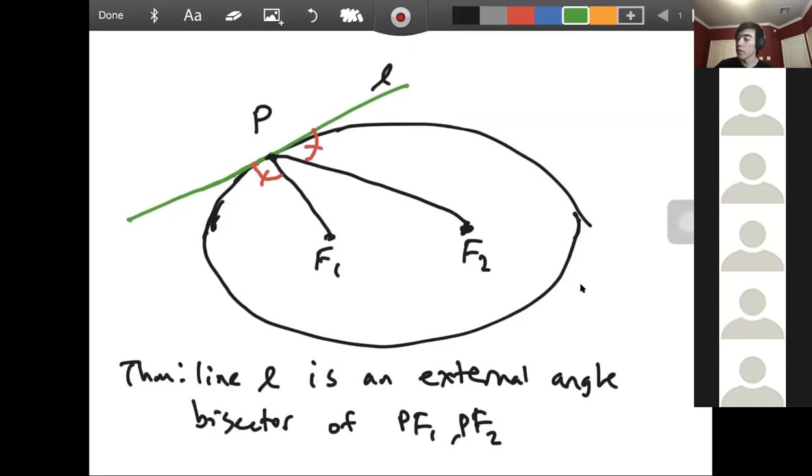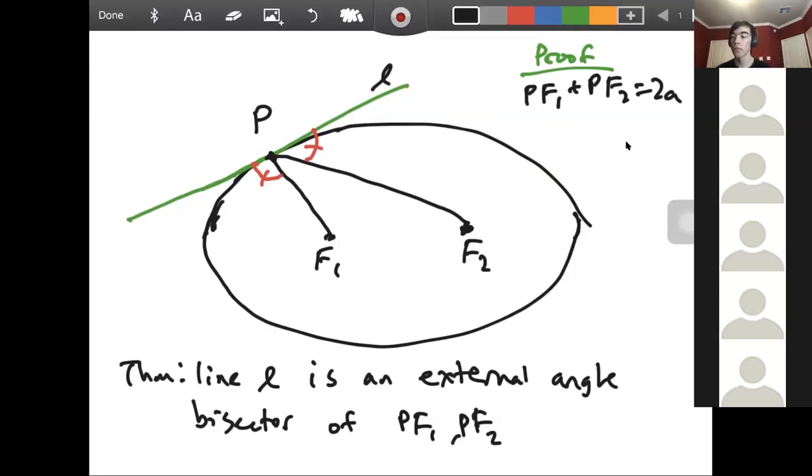So the way we're going to prove this is, we know that PF1 plus PF2 is a constant, which is 2a. P is this point on the ellipse. I guess what we're going to try and show is that P is the only point on the line satisfying this. WTS is my abbreviation for want to show. We want to show P is the only such point on line L.